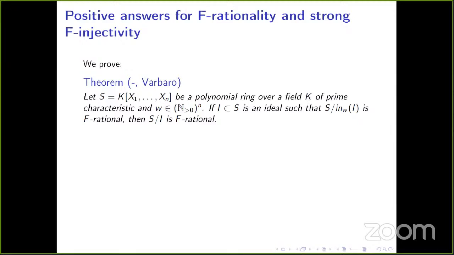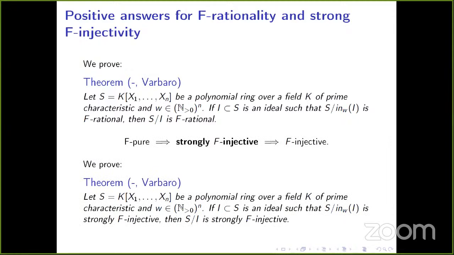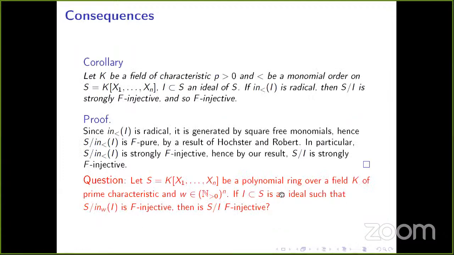We do not have an answer for F-injectivity, but what we could prove is a positive answer for strong F-injectivity. Strong F-injectivity is the F-singularity that fits in between F-purity and F-injectivity. We prove that if S is a polynomial ring over a field of prime characteristic, W is a positive integral weight vector, and I is an ideal such that S mod the initial ideal is strongly F-injective, then S mod I is strongly F-injective. And this theorem has a nice consequence.